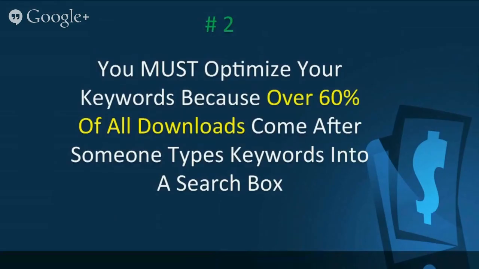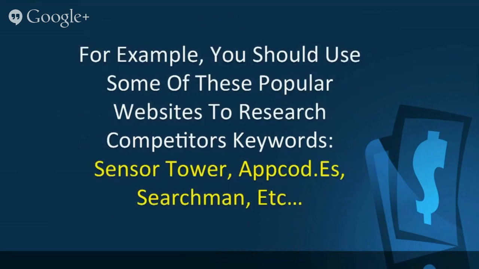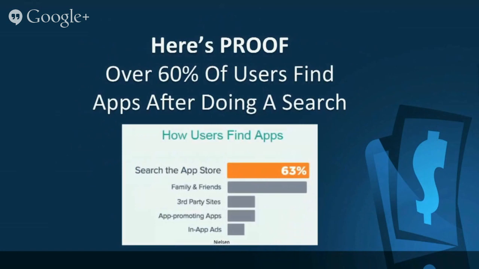Number 2, you must optimize your keywords, because over 60% of all downloads come after somebody types keywords into a search box. This is exactly like SEO, search engine optimization, but in the app industry, it's known as ASO. So for example, you should use some of these popular websites to research your competitors' keywords. Websites like Sensor Tower, Appcode.es, and SearchMan. Here's proof. Over 60% of users find apps after doing a search. 63% in this example from Nielsen.